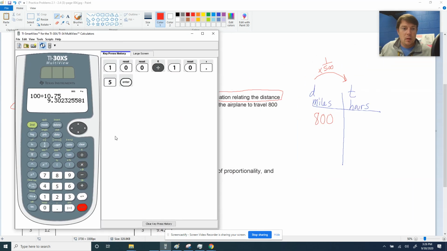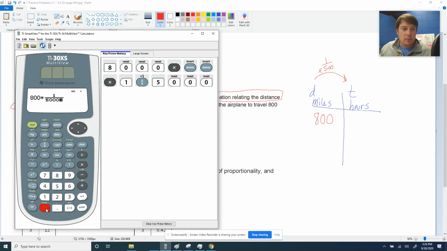Okay, so let's clear this out. We're going to multiply 800 times, not 8,000, that wouldn't work, 800 times a 500th, 1 over 500. Oh, not 5,000. I've got to be careful here. 500. And that gives us 8/5. So it's going to take us 8/5 hours.